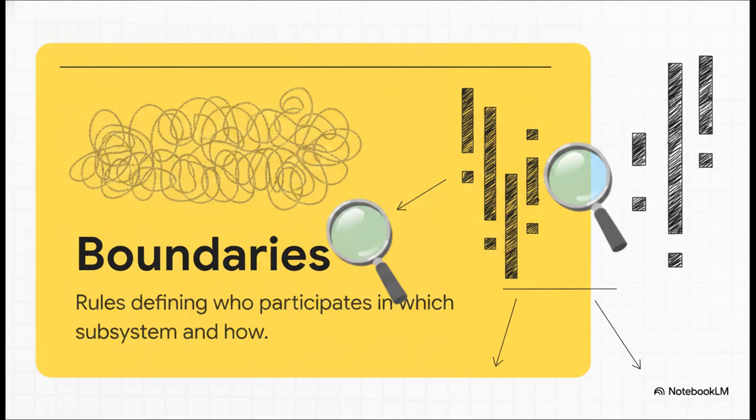Next up, we have boundaries. These are the invisible rules defining who participates in which family subsystem and exactly how they do it. Pathology, or dysfunction, often pops up when these boundaries break down. They might become overly loose, leaving everyone unhealthily enmeshed. Or, on the flip side, they might become overly rigid, leaving everyone totally disengaged and isolated from each other.